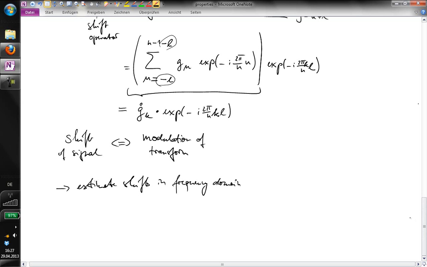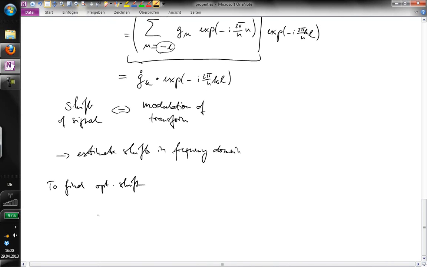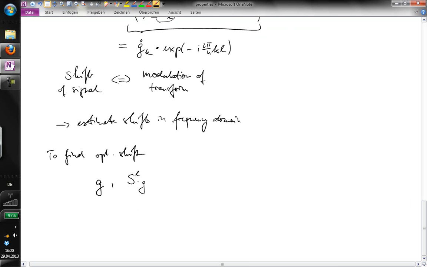Now, probably the most important theorem of them all, which is the convolution theorem. To find the optimum shift, let's say we have some signal G and we have some signal S times G where a shift of L had been introduced. Yeah, we're trying to find L.